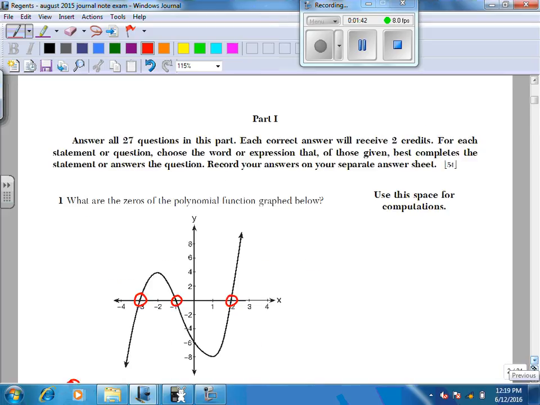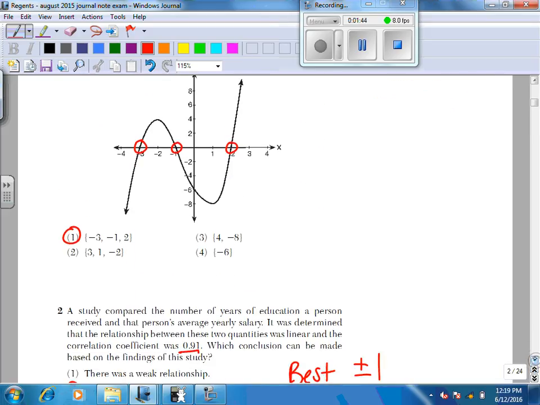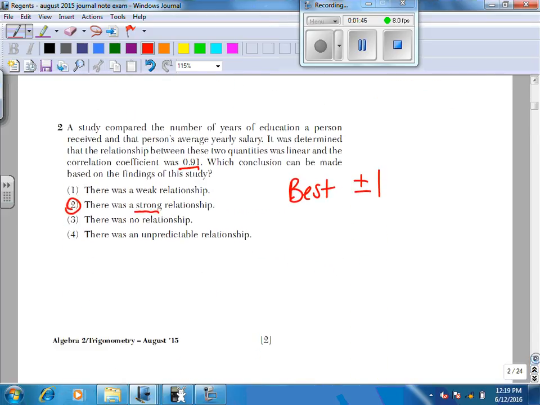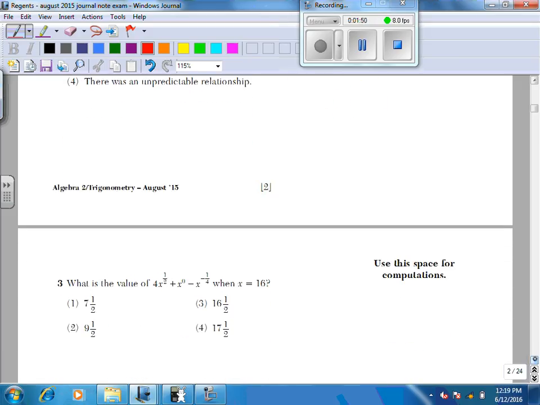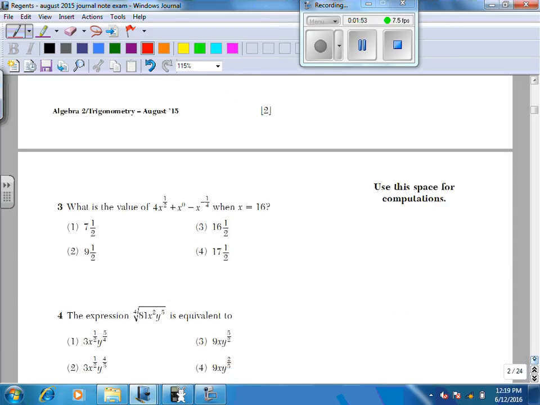Number 3. What is the value of that when x is 16? Absolutely no reason to get this wrong, because you can just do this in your calculator.